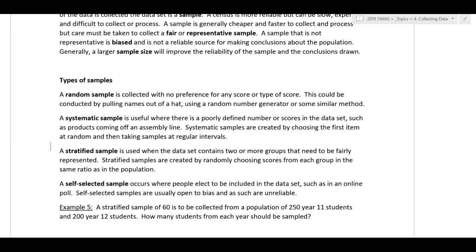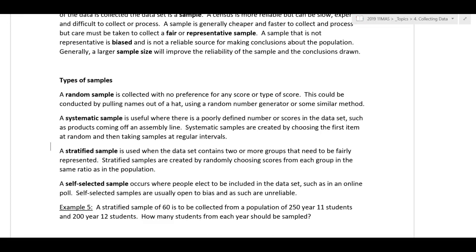Now, how could we collect a random sample? Well, I could put names into a hat and draw one out at random. I could assign a number to everything and use a random number generator on a computer, laptop or calculator to generate random numbers and match them up. I could give everyone a number and roll a dice. Whatever number turns up, I match it to that. So, a random sample is done that way.